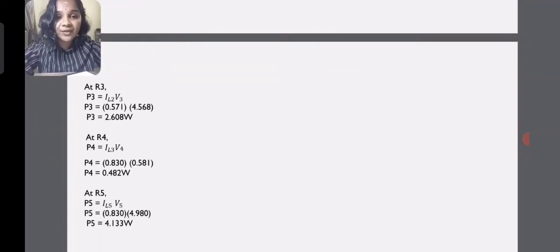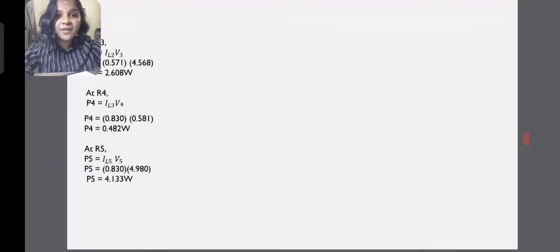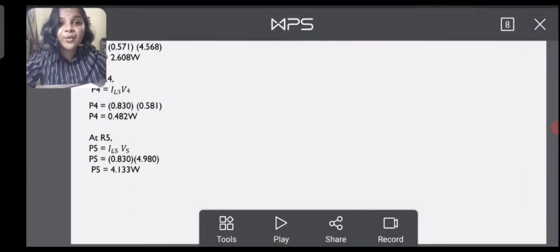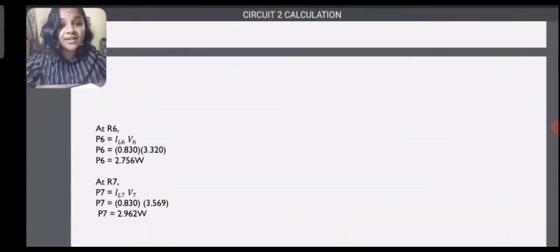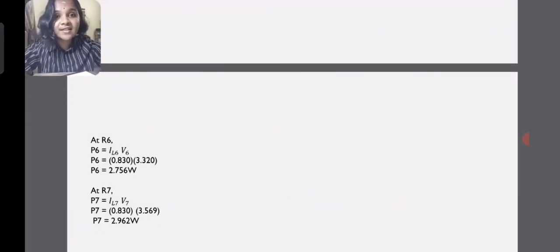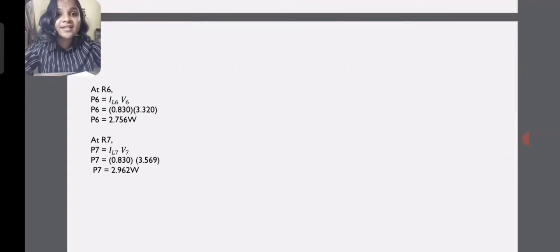And at resistor 4, P4 is equal to 0.482 watt. At resistor 5, P5 is equal to 4.133 watt. And at resistor 6, using the same formula, P6 is equal to 2.756 watt. And at resistor 7, P7 is equal to 2.962 watt. So those are the calculations that should be made in order to find power in resistors.